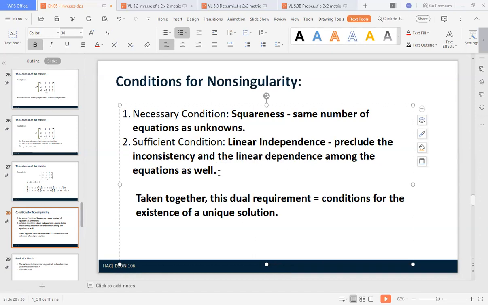Taken together, class, the dual requirement of squareness and row independence in the coefficient matrix is integral to the conditions for the existence of a unique solution. So if you're very much concerned with getting a unique solution, you need to have these two conditions established. It should be a square, an n by n, and there needs to be linear independence.